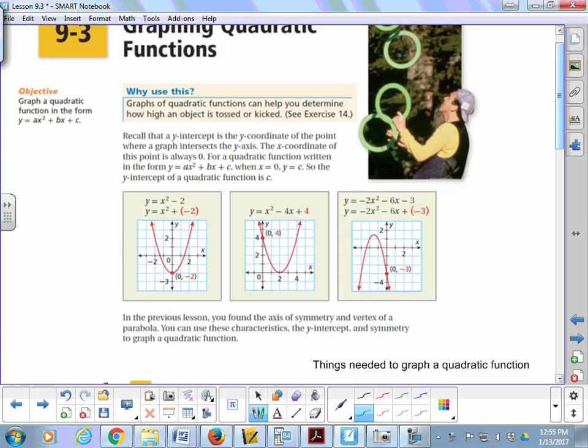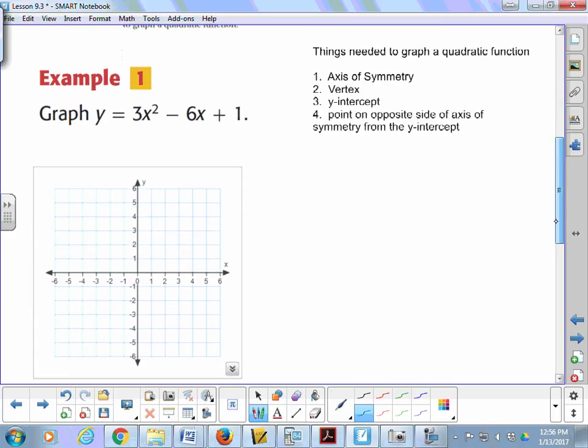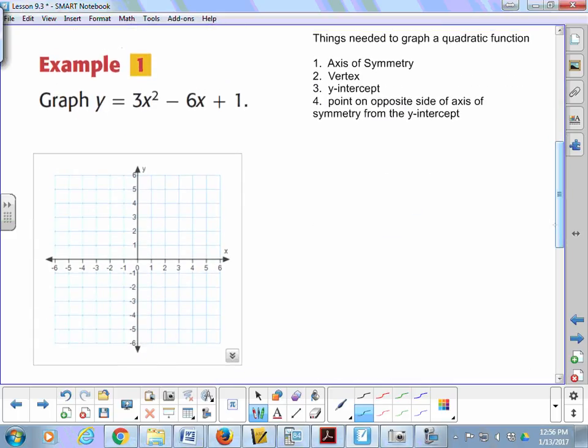We've done the axis of symmetry, the vertex. We looked at just now the y-intercept, which is the value of c in the quadratic equation, the number by itself. And we're going to use those things to draw graphs. All right, so here we go. Here's the things you need to graph a quadratic function: the axis of symmetry, vertex, y-intercept, and then the point on the opposite side of the axis of symmetry from the y-intercept. All right, so go ahead and write this down.